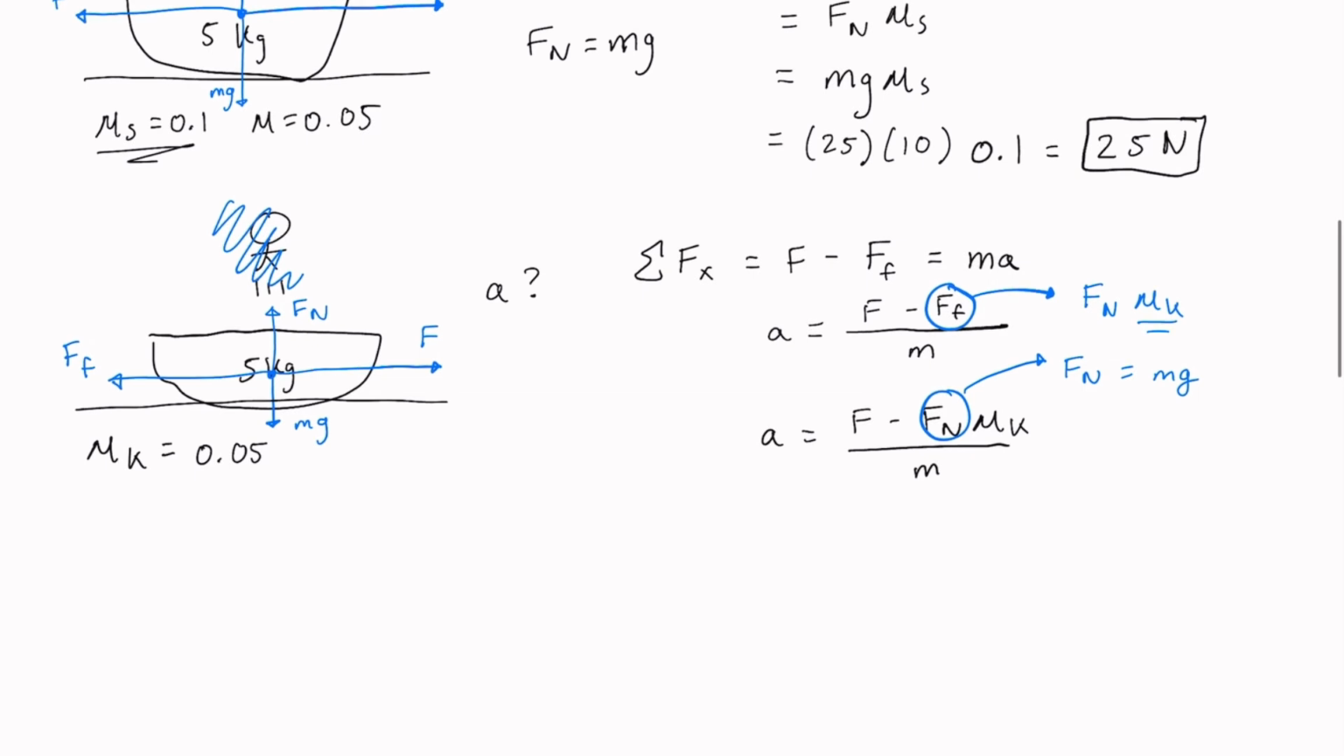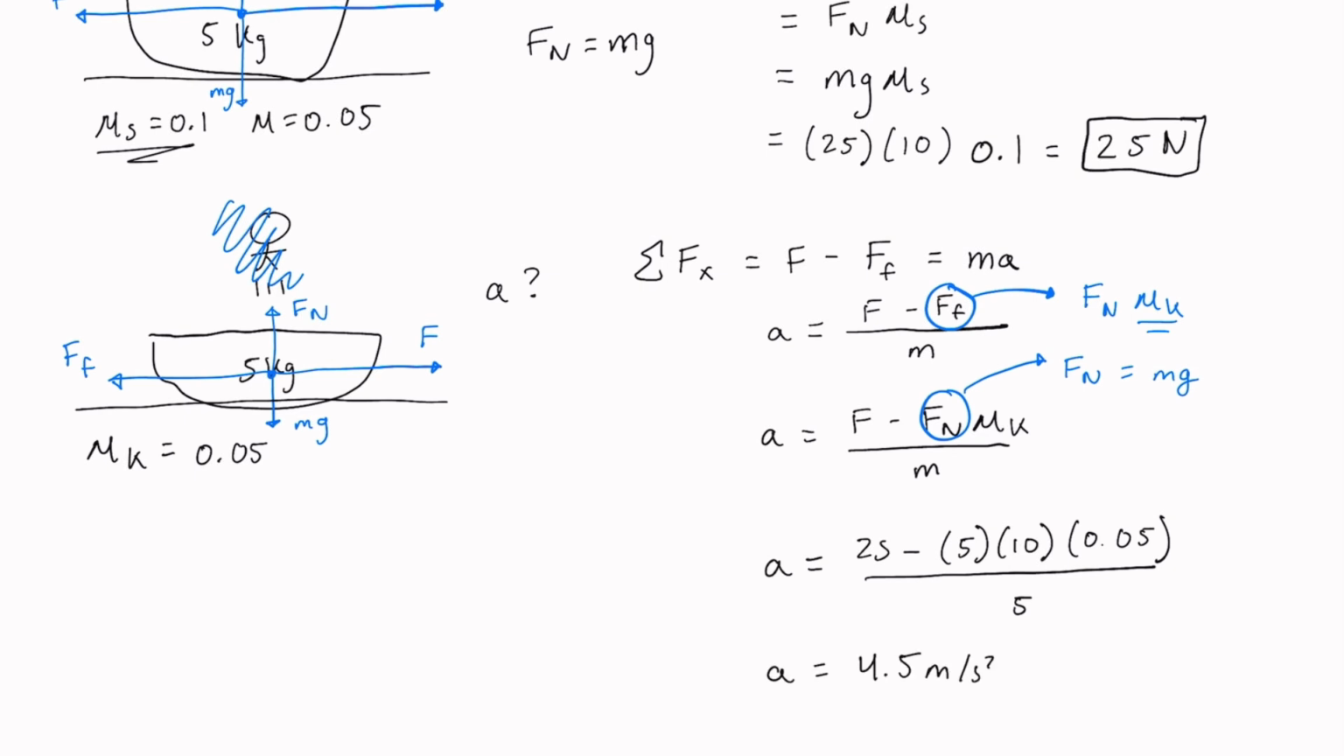So plugging in, we get a is equal to 25 newtons, the force that we got from part A, minus the mass of just the sled, which is 5 kilograms, times g, which is 10, times the coefficient of kinetic friction, which is 0.05, over the mass of the sled, which is 5. And this is equal to 4.5 meters per second squared. Nice.